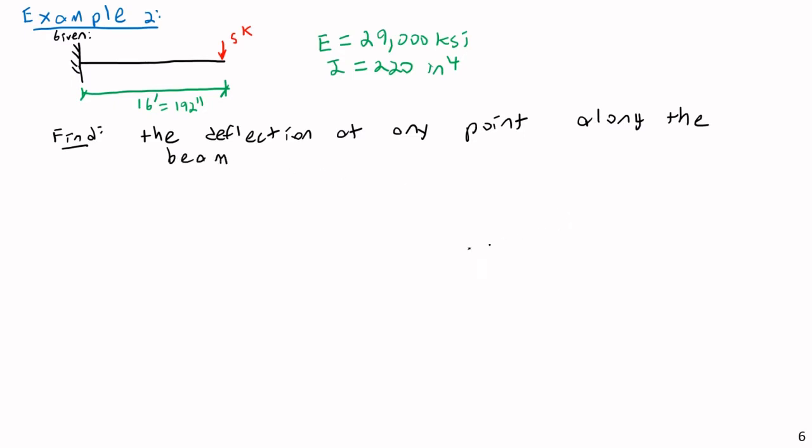So rather than simply at one single point, like we've done in the previous examples, I want to find the deflection at each and every point along the beam. So in other words, I'm going to be solving this for a general case. So step 1 is going to be to analyze the real system. No change there. Step 1, let's analyze the real system.